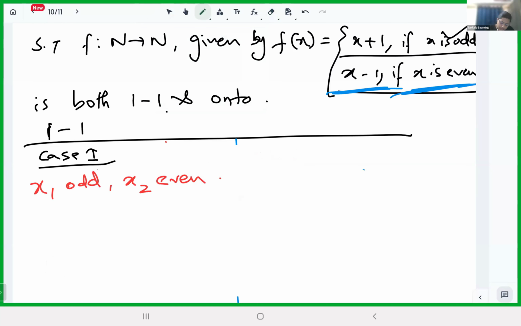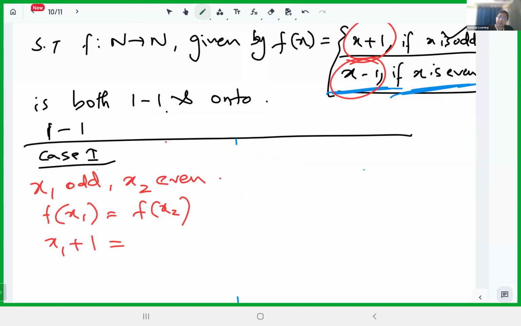Here you can see that if you consider f of x1 equal to f of x2, since x1 is odd, it takes the function x plus 1. So x1 plus 1 is equal to, and since x2 is even, it takes the function x minus 1. So it will become x2 minus 1, isn't it? So taking x2 to the other side, x1 minus x2 is equal to minus 1 minus 1, that is equal to minus 2.